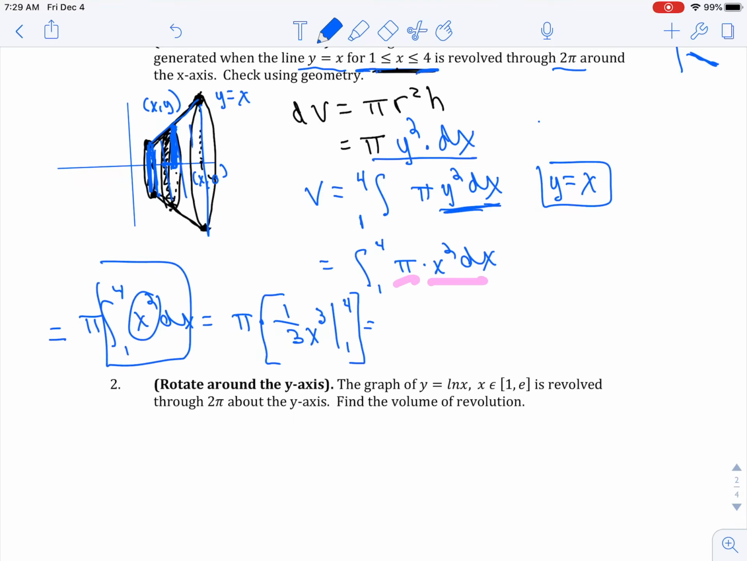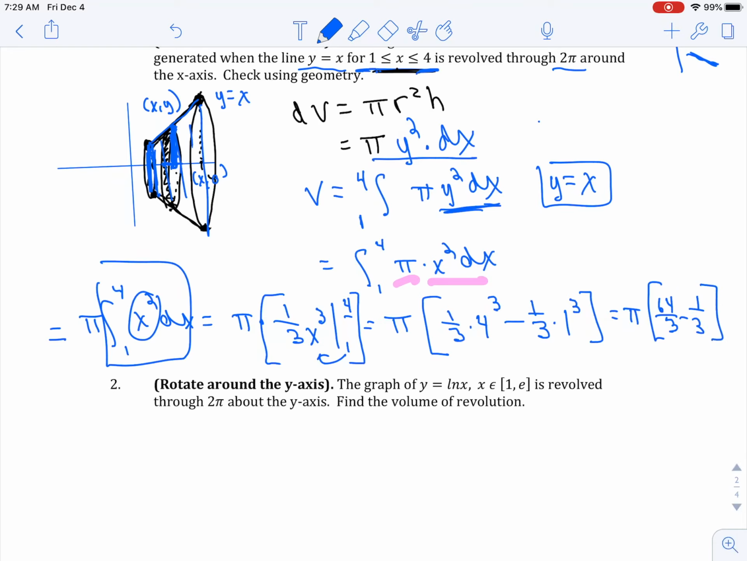So then, if I do this evaluation, if I sub in the 4 first, so I have pi out in front, and then when I sub in the 4, I get 1/3 times 4 cubed. Remember, you take the upper one first, and then I do minus, now I sub in the 1, so 1/3 times 1 cubed. And so this becomes pi times 64/3 minus 1/3, which is pi times 63/3, which is 21 pi.